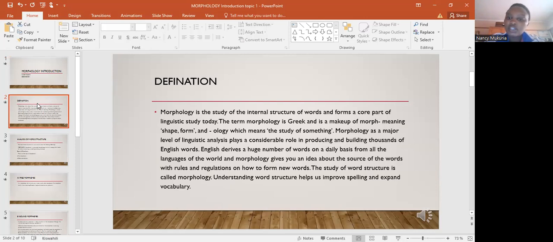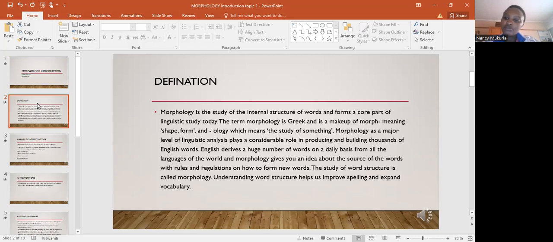The term morphology is Greek and is a makeup of morph, meaning shape or form, and now the ology, which means study of something. Morphology as a major level of linguistic analysis plays a considerable role in producing and building thousands of English words. English derives a huge number of words on a daily basis from all the languages of the world, and morphology gives us an idea about the source of the word, with rules and regulations of how to form new words. The study of word structure is called morphology.